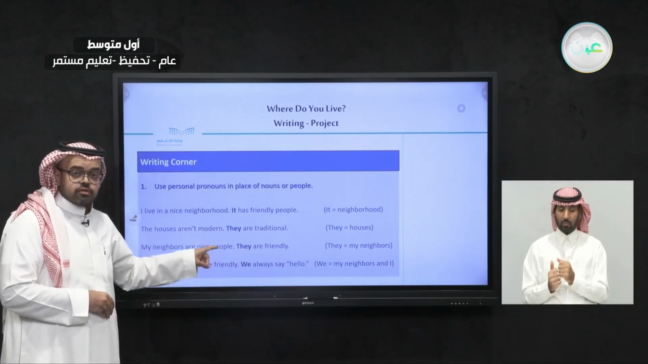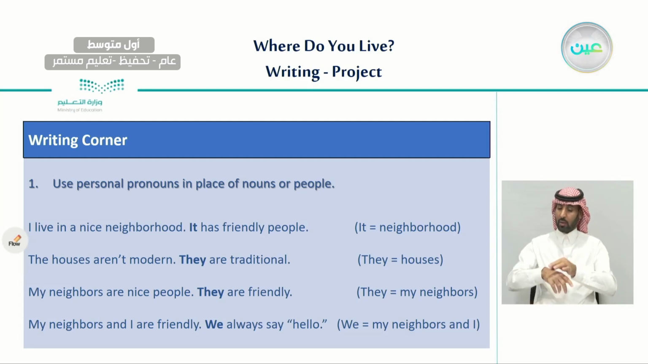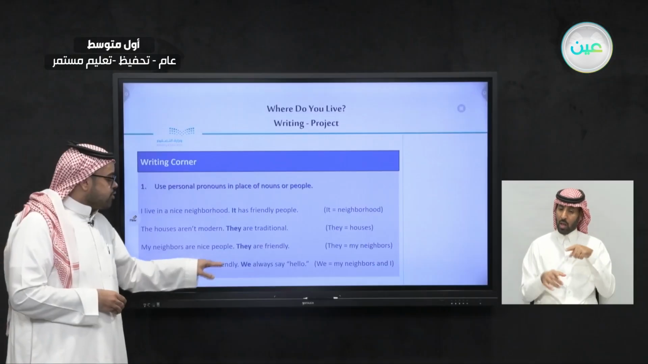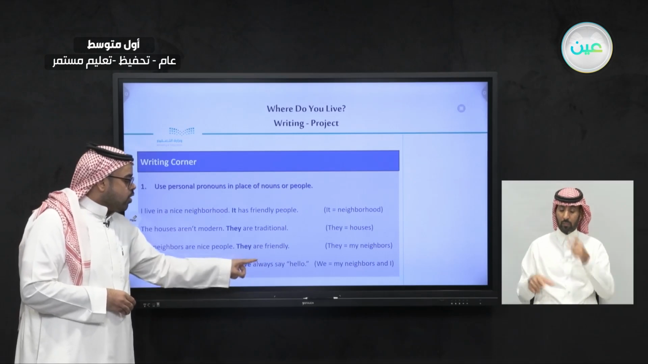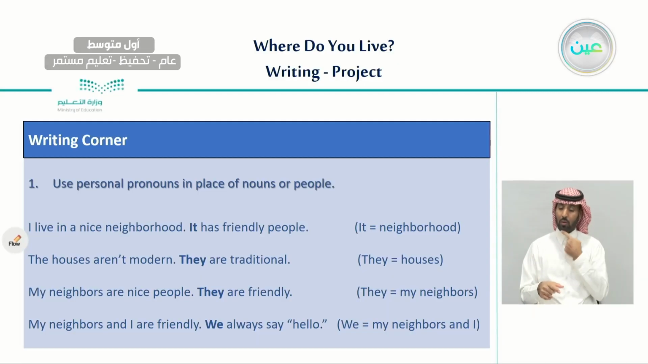And here, they refers to what? Very good. They here refers to my neighbors. And the fourth example, "My neighbors and I are friendly. We always say hello." As we did for the last one, what does we refer to? Very good. It refers to my neighbors and I. This is why we used we in this case.